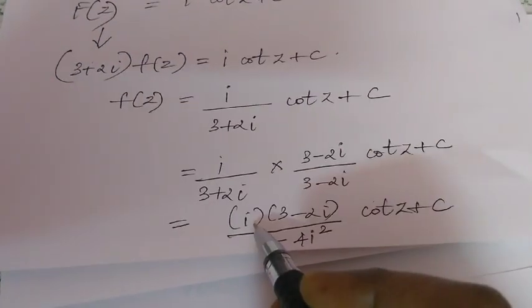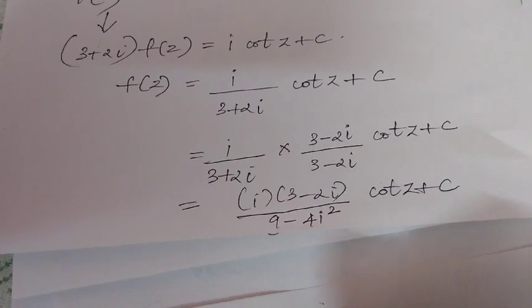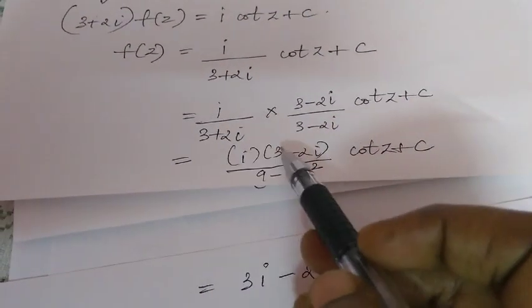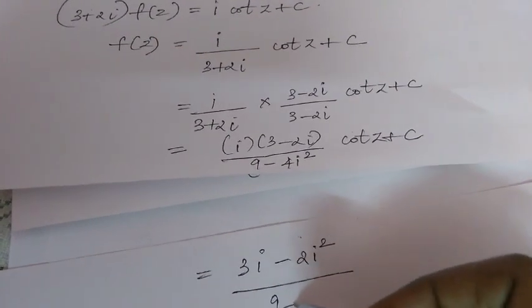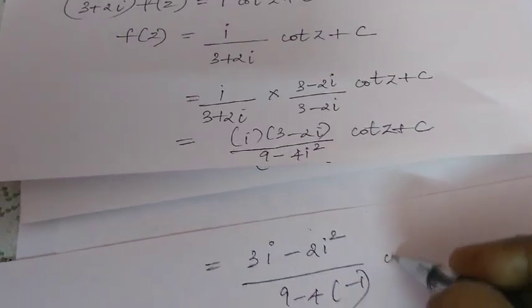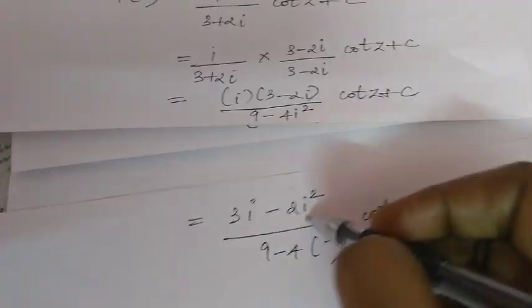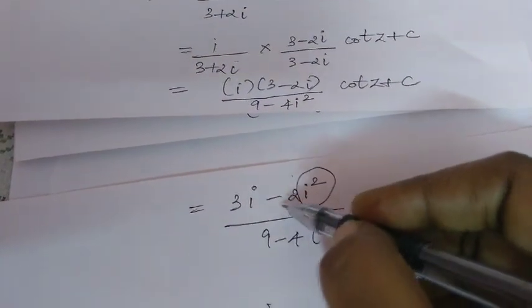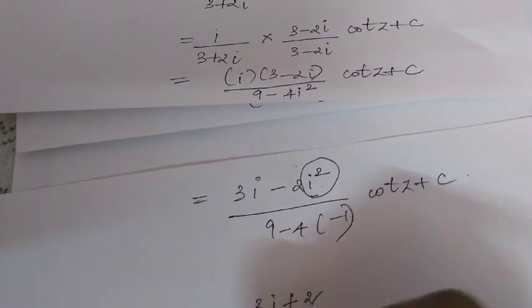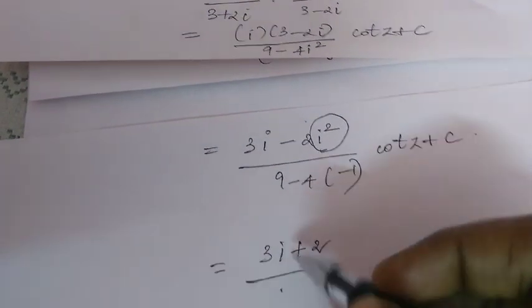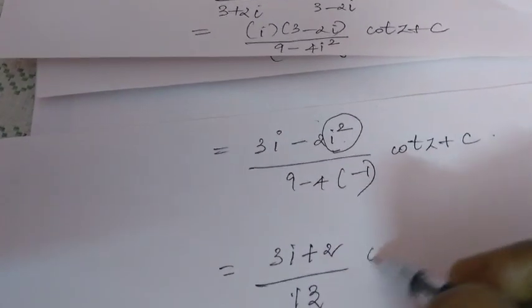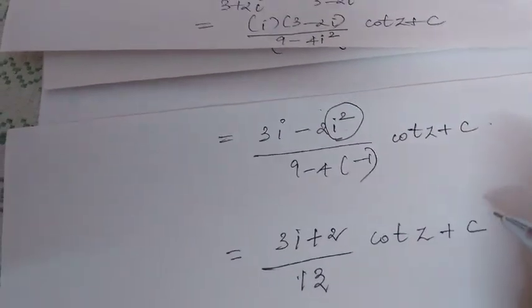And now only the last step. You just multiply i into 3, it is 3i minus 2i square, by 9 minus 4 into i square, where the value of i square is minus 1, cot z plus c. Here again the i square value is minus 1, so minus of minus is plus. So it is 3i plus 2 by, here 9 plus 4 is 13, cot z plus c, right?